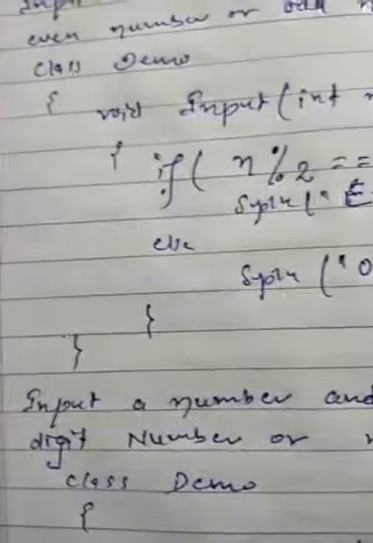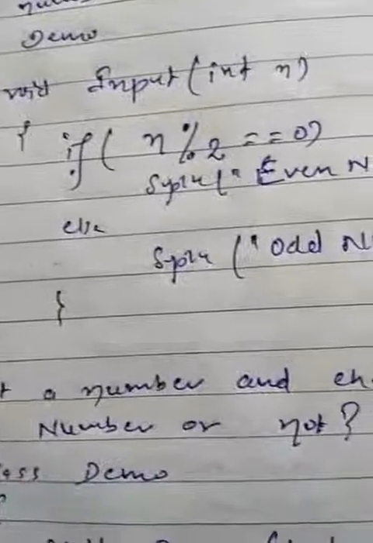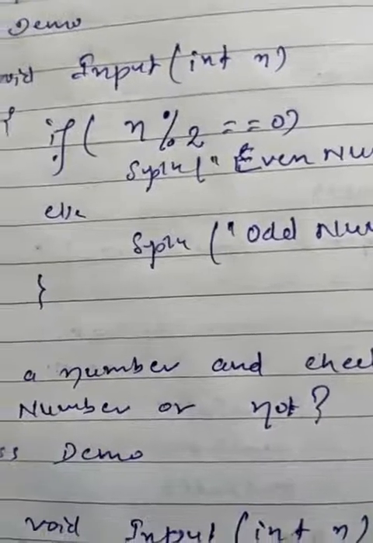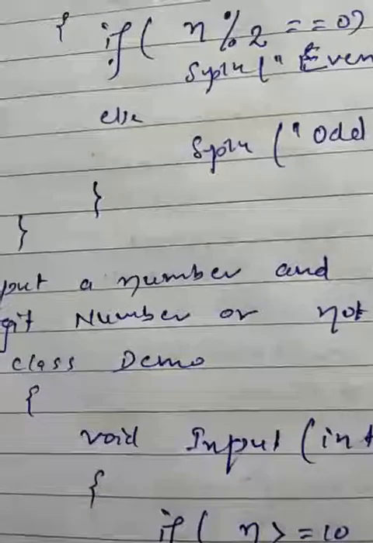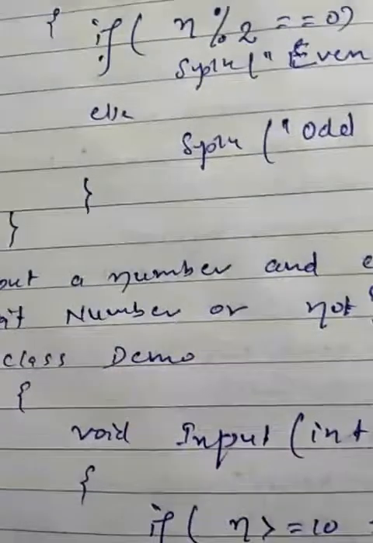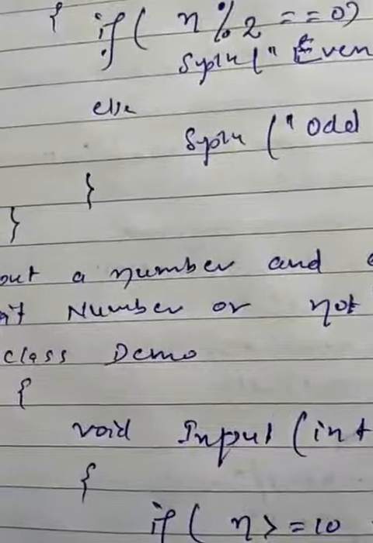And now there is the third question: input a number and check whether this number is a two-digit number or not. So what will be a two-digit number? From 10 to 99, these are called two-digit numbers.